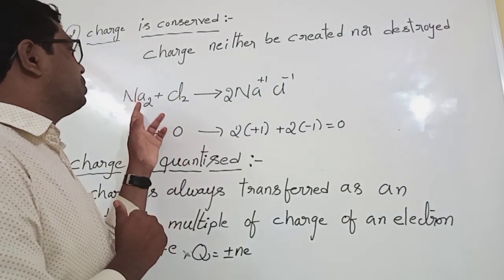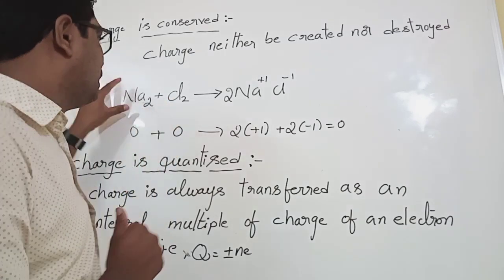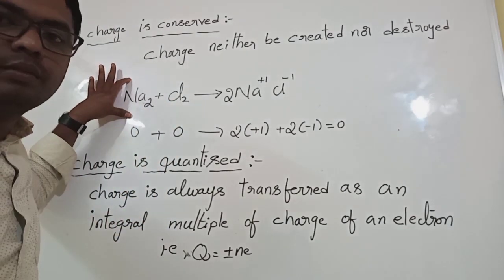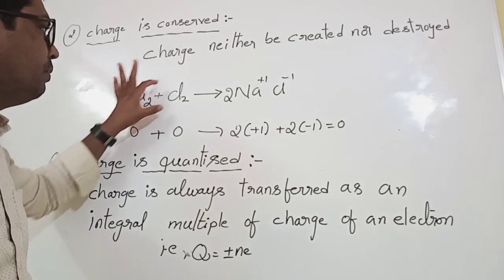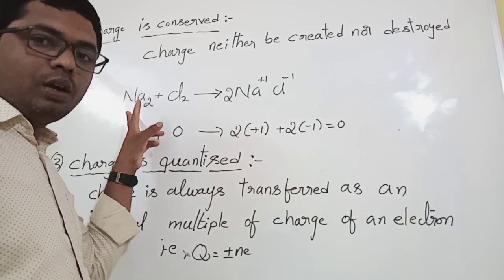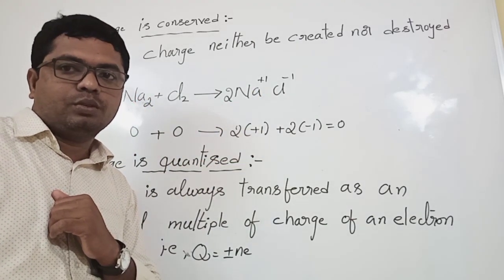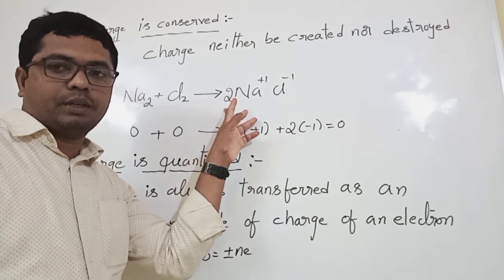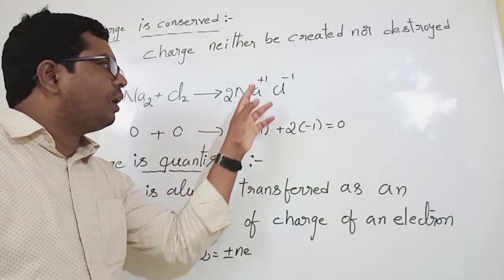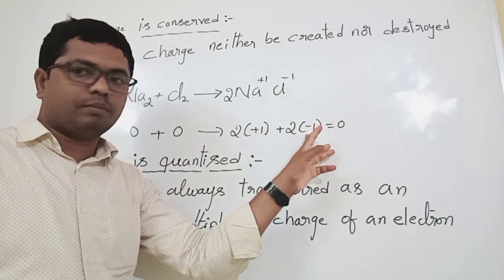There is one sodium atom combined with chlorine. In the atomic state, the oxidation number of sodium is 0, and for chlorine in the atomic state it is also 0. These two combine to form sodium chloride. The oxidation number of sodium is plus 1, and of chlorine is minus 1.